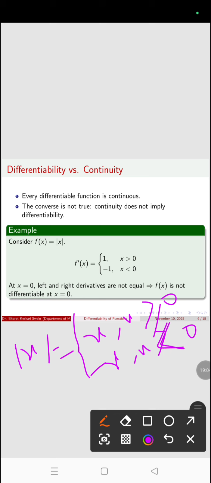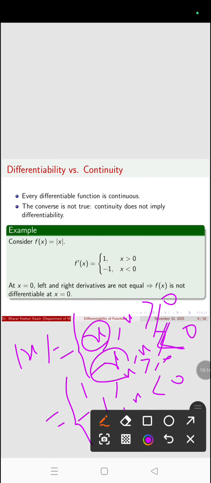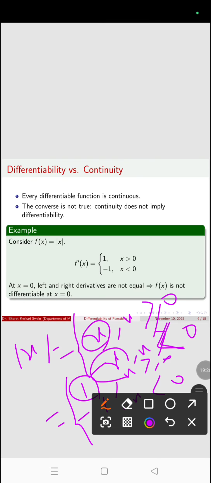Now if I differentiate it, what will it be? The derivative of x is 1, the derivative of minus x is minus 1. You can check x greater than or equal to 0 and x less than 0. So for x greater than or equal to 0, the result is 1, and for x less than 0, the result is minus 1. So they are not equal. Otherwise, you can also check like this.